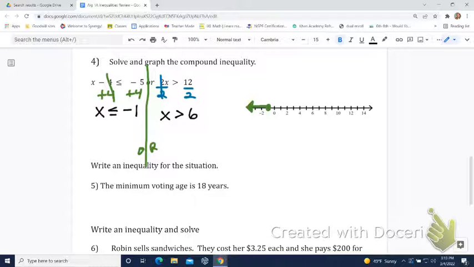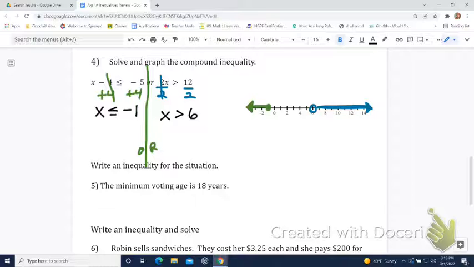So I'm going to go to 6. I have an open circle at 6 because there is not an or equal line. And then we want the numbers that are larger than 6 to be shaded. And remember, with an or, this is what's typically going to happen. They're going to go in opposite directions. It cannot be both numbers at the same time in this case. It's either this or that.